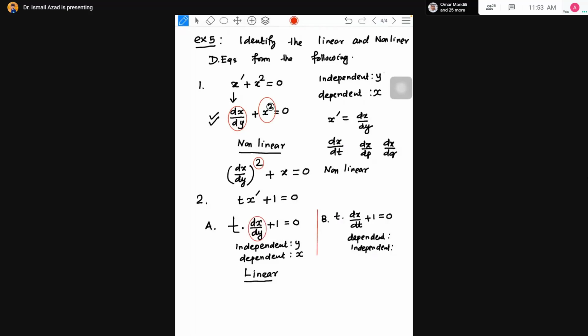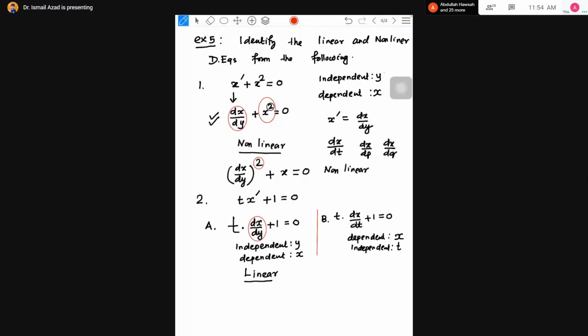Okay, so what is the dependent variable here? X. And the independent variable? T. Somebody said y. Where do you see y? Okay, T. Now tell me test 1: is it passed or not? No, it's not passed, because t is multiplied with dx/dt. So how did it fail? Where did it fail?